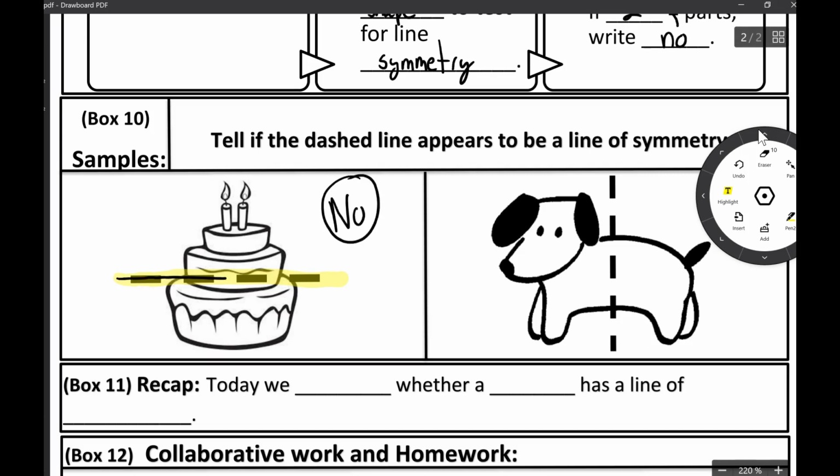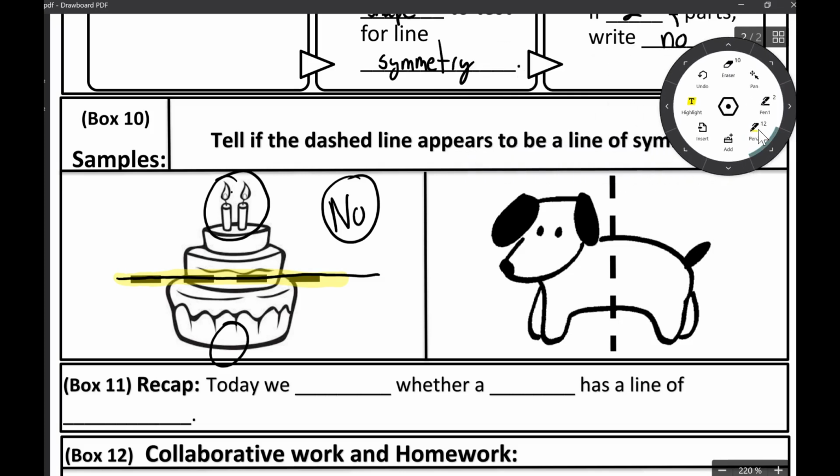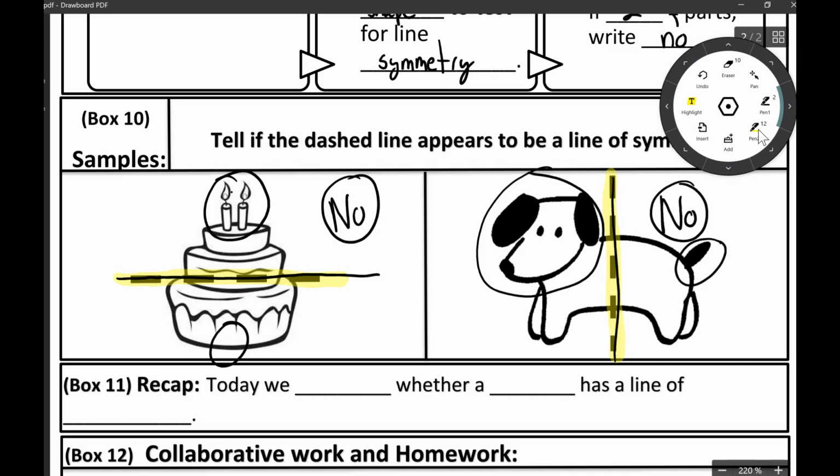The reason is because if I cut this cake into two equal pieces based off of this, I have the two candles up here. Down here, I don't have any candles. So when I fold it, it's not going to equal two equal parts. Going into our next dashed line, it's right here, cutting this poor little dog in half. Ruff, ruff. When I draw the line vertically going down it, this also is not a line of symmetry. Why? Because if I were to cut it like that, I would have the head over here and the tail over here. So when I folded it, it would not be two equal parts because of those things.